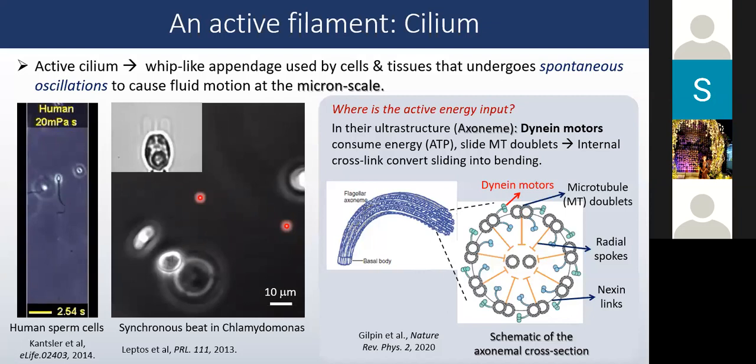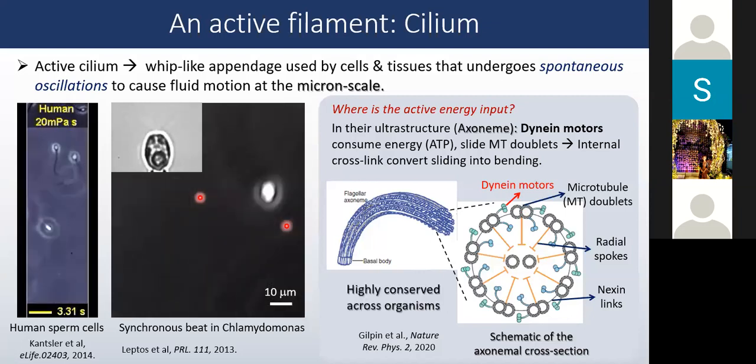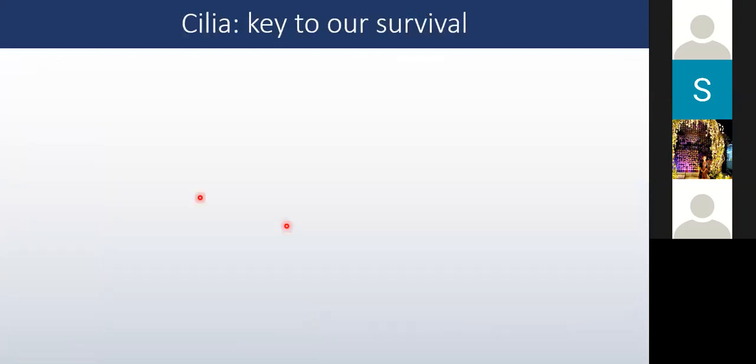And is it only used by unicellular organisms to swim through the fluid? No. Cilia are key to our survival. One important point is that the cilia you see in unicellular organisms are similar to the cilia that you find in our lungs. Remember, I showed you a video where there are active filaments in our lungs. So the ultrastructure is the same. And so if you understand one from this whole range, you understand basically the behavior from unicellular organisms to multicellular mammals. So how are they key to our survival? One example is obviously sperm. That is the reason why we exist.